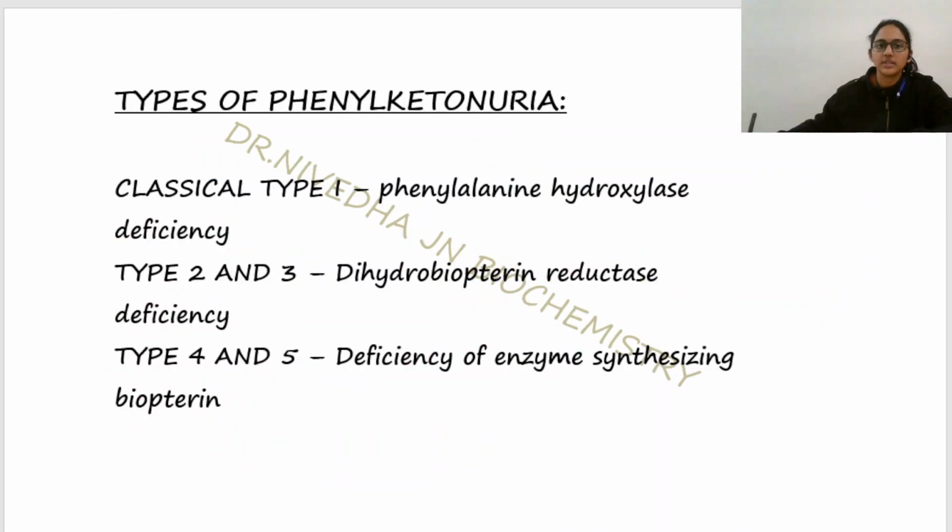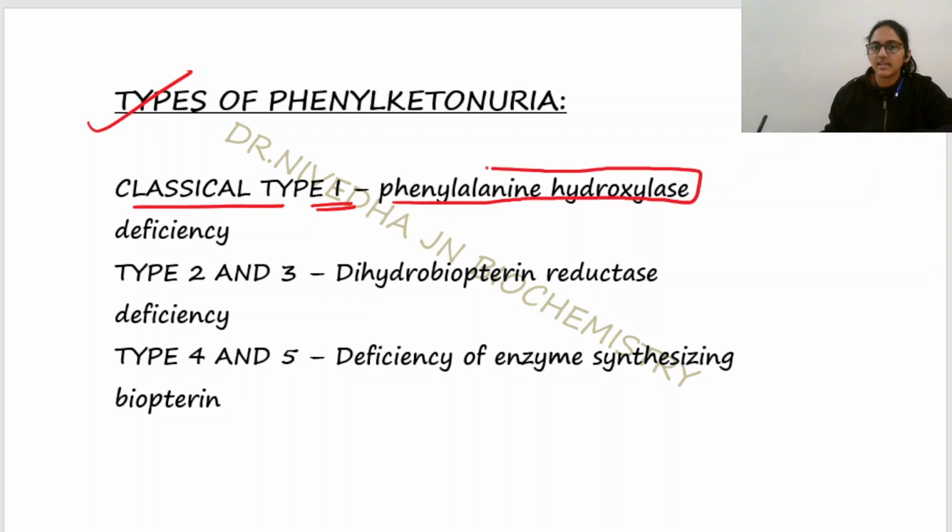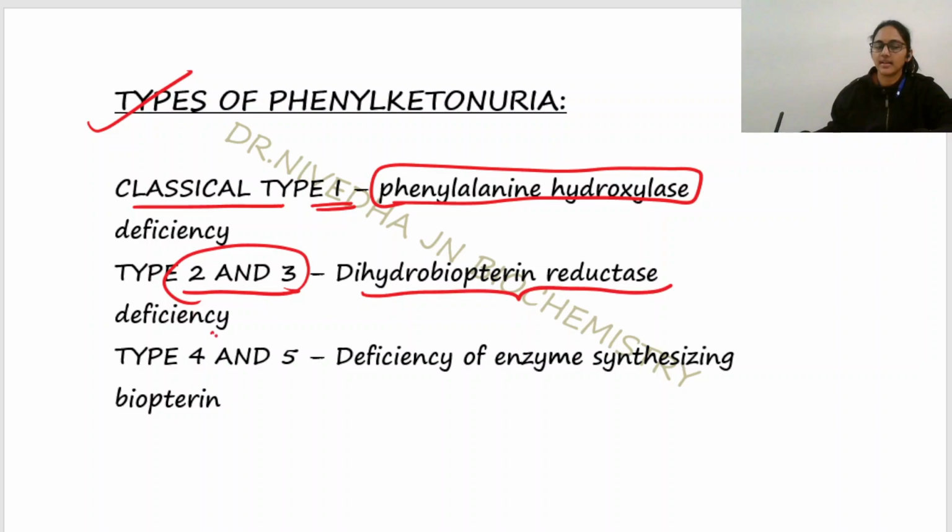Now, there are different types of phenylketonuria. One is the classical type, which is type 1, which is due to the enzyme deficiency, phenylalanine hydroxylase deficiency. Now, there are other types like type 2 and 3. We had already seen there is necessity of tetrahydrobiopterin. So type 2 and 3 are due to causes which can lead to dihydrobiopterin reductase enzyme deficiency.